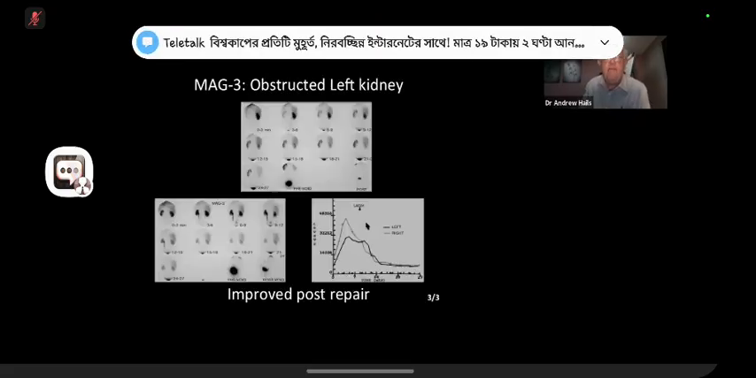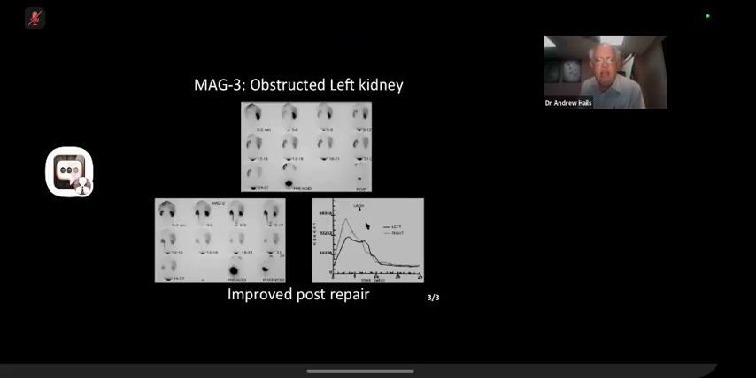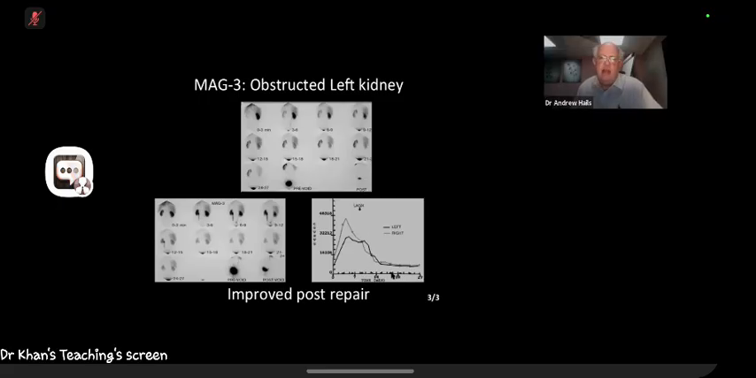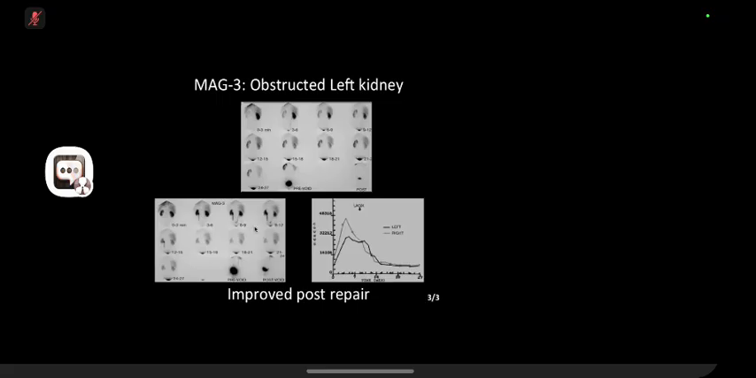And it's obviously a very old slide, isn't it? But you see the left side gradually builds up, whereas the right side has a normal curve. So an obstructed left kidney, and this patient, not here, but did have a repair. And after their surgery, the drainage from the left kidney dramatically improved. So it wasn't completely normal, but you see it's now falling away as it normally should. And you get radioisotope in both ureters.